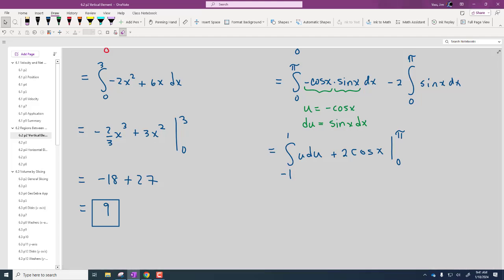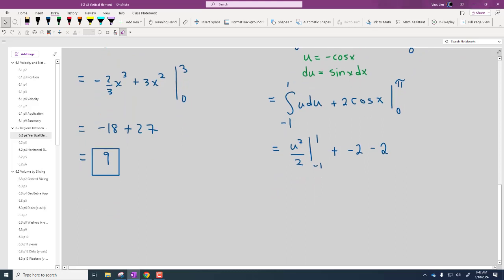And then this integral, we're going to make that a u squared over 2, from -1 to 1. And we can plug these in here. Cosine of pi is -1 times 2, so that's going to be a -2 minus cosine of 0 is 1. 1 times 2 is 2, so we're going to end up with that. Which seems a little suspicious. I feel like something is not right. We'll find out in a second.